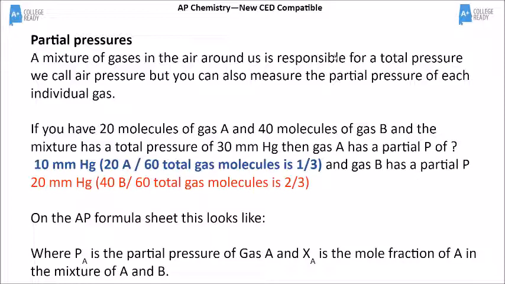So if you had 20 molecules of A and 40 molecules of B, and the mixture has a total pressure of 30 millimeters of mercury, what is the partial pressure of A? Well, A was 20 out of a total of 60, so 20 out of 60 means that it's 1/3 of all the molecules. And since it's 1/3 of all the molecules, then it's 1/3 of the pressure. So if it's 1/3 of 30 millimeters of mercury, then that means gas A has a pressure of 10 millimeters of mercury. Gas B is 40 out of a total of 60, and that means it's 2/3 of the total pressure.